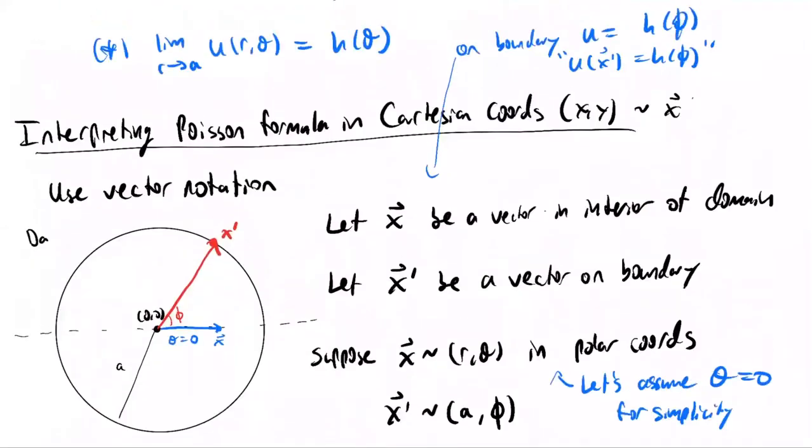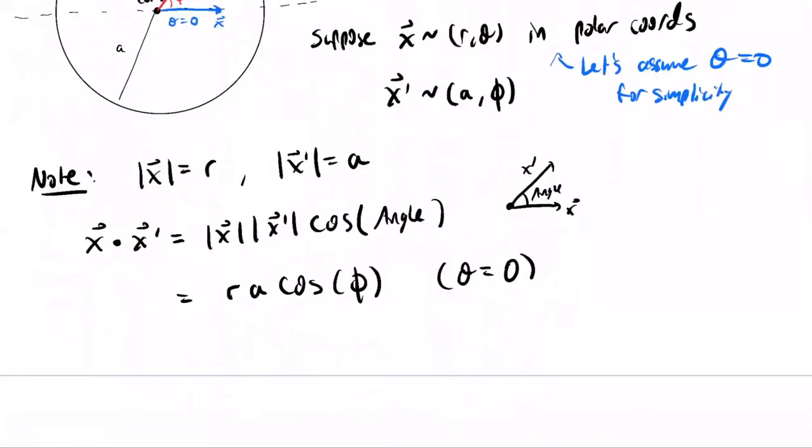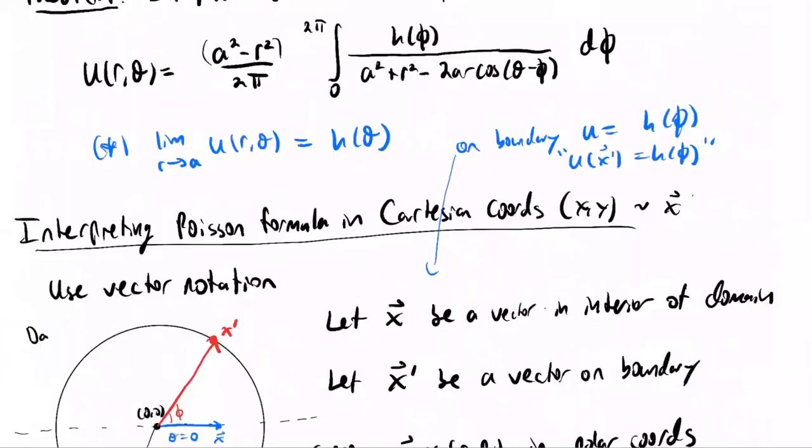Well, this should look familiar, because if we come back to this formula and set theta equals 0 here, this is exactly what we have, plus these other two factors, a squared plus r squared. This should remind you of some other identities that show up in calculations involving dot products and lengths of vectors and so on.